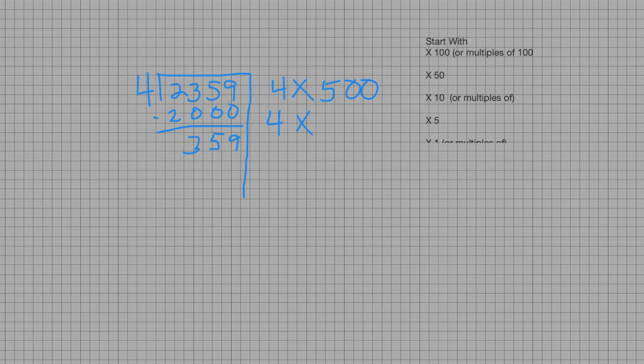So now, let's think, we've multiplied multiples of 100. If I tried to do 4 times 100 again, I wouldn't have enough to subtract from what's left. We wouldn't be able to do 359 minus 400. So let's do 4 times something else to get us a little bit closer. I am thinking 4 times 80. Multiples of 10. It's a little more than 50. 4 times 80, because that makes 320.